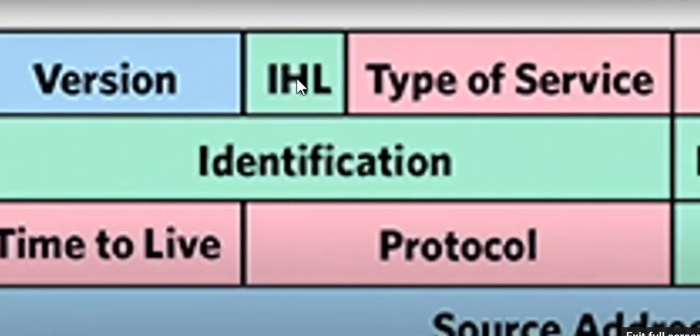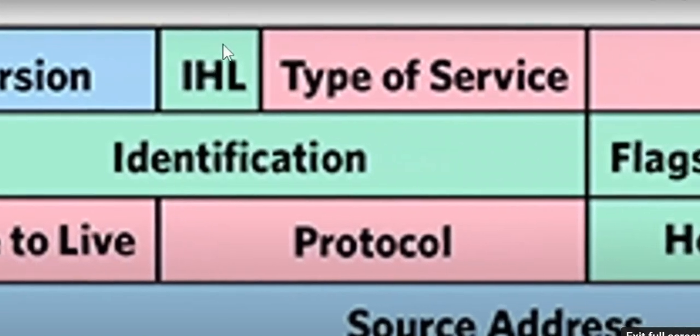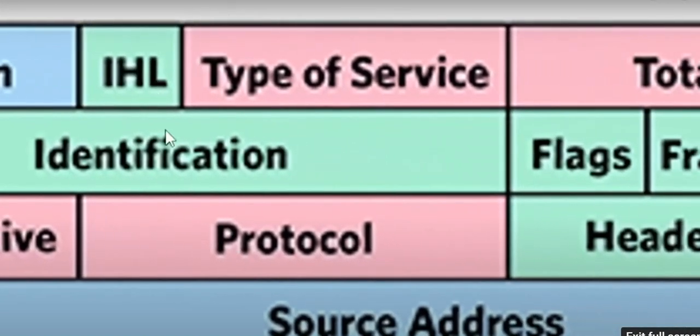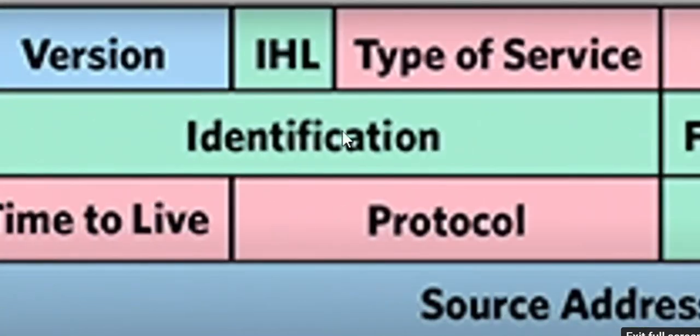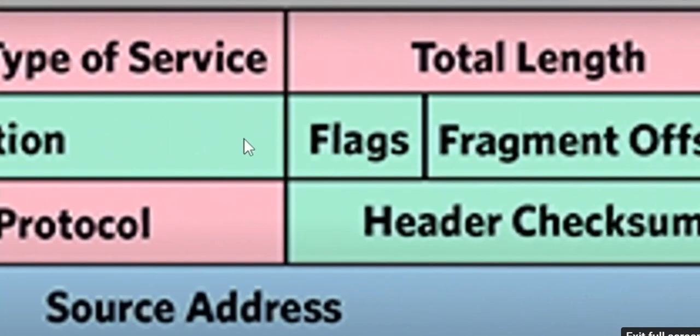Internet header length. This is all about the length of the header. Moving on to the second row. Type of service, or TOS. This part describes the packet's service type, like if it's focused on speed, reliability, or cost effectiveness. Total length. This tells us the overall size of the packet, including its data. In the third row. Identification. Each packet gets a unique ID, helpful for putting together fragmented packets. IP flags.